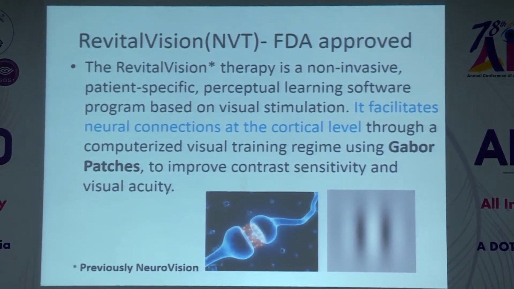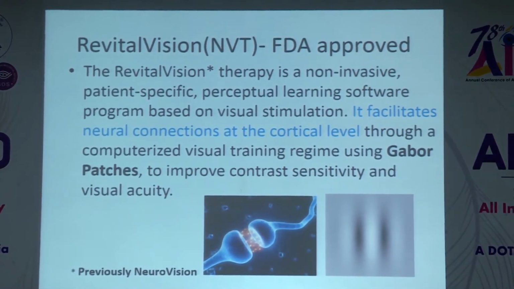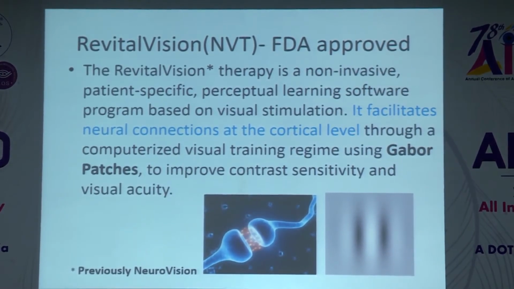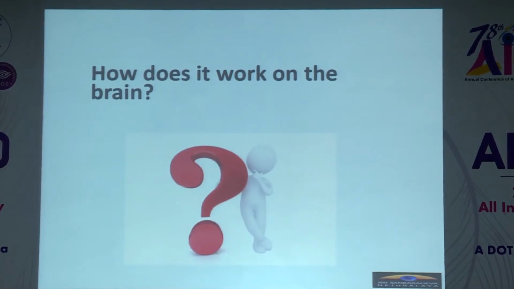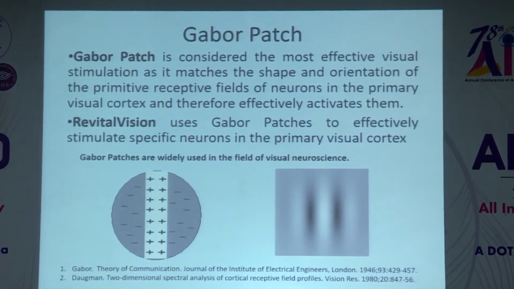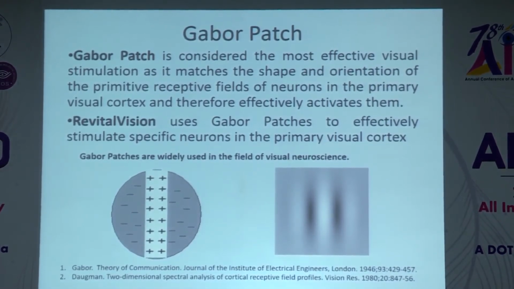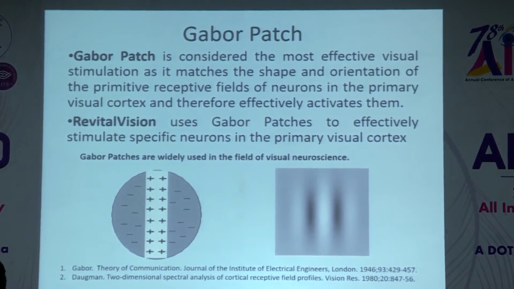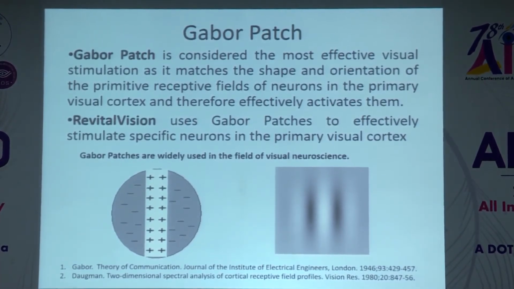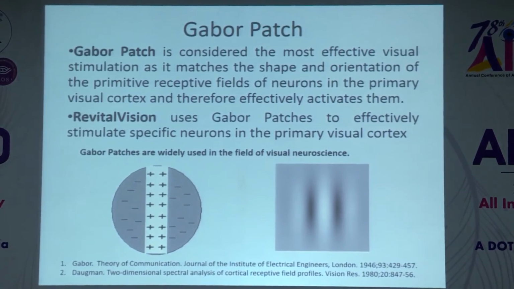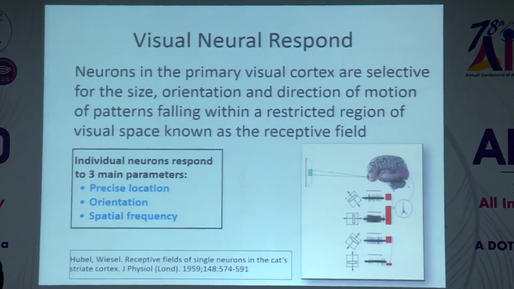It facilitates neural connections at the cortical level through a computerized visual training using Gabor Patches to improve contrast sensitivity and visual acuity. How does it work on the brain? The Gabor Patches are considered to be the most effective visual stimulation as they match the shape and orientation of the receptive fields of neurons in the primary visual cortex and therefore effectively activate them. So this therapy uses the Gabor Patches to stimulate the neurons.